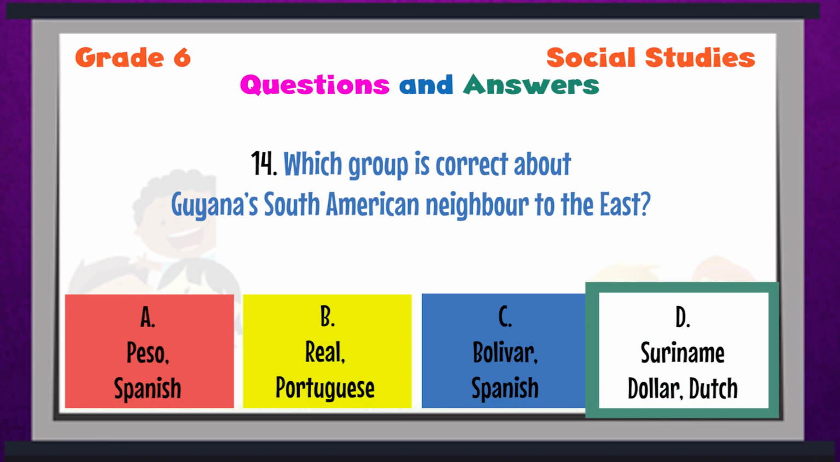Suriname dollar, Dutch. Guyana's continental neighbor to the east, that is, the immediate continental neighbor to the east, is Suriname. The other information, of course, is related to other South American countries, but those are not found immediately to the east of Guyana. So the answer at A, Peso, Spanish, is related to Argentina. Real, Portuguese, the answer at B, is related to Brazil. Bolivar, Spanish, the answer at C, is related to Venezuela.